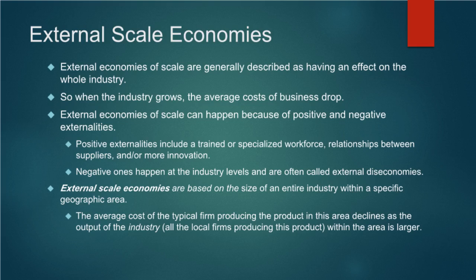External economies of scale are generally described as having an effect on the whole industry. So when the industry grows, the average costs of business drop. External economies of scale can happen because of positive and negative externalities. Positive externalities include a trained or specialized workforce, relationships between suppliers, and/or more innovation. Negative ones happen at the industry level and are often called external diseconomies.